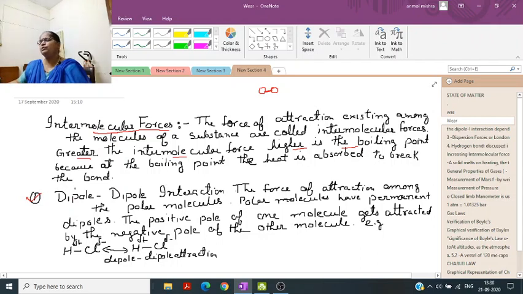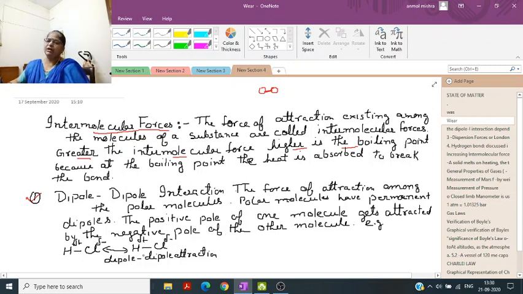Now if suppose two molecules are there which are polar in nature, then they have small dipole moment among the molecule only, and when these two molecules are placed side by side, the negative charge of the one molecule attracts the positive charge of the other molecule.